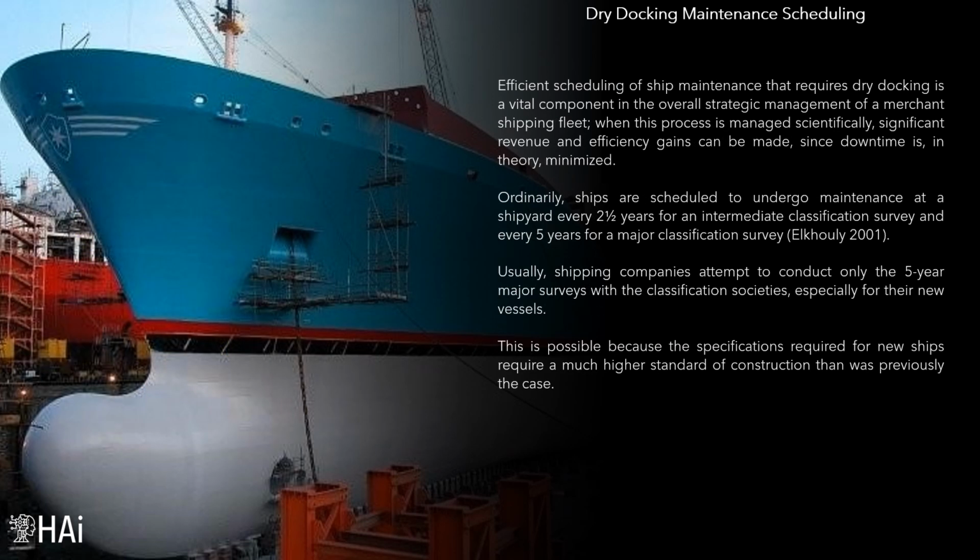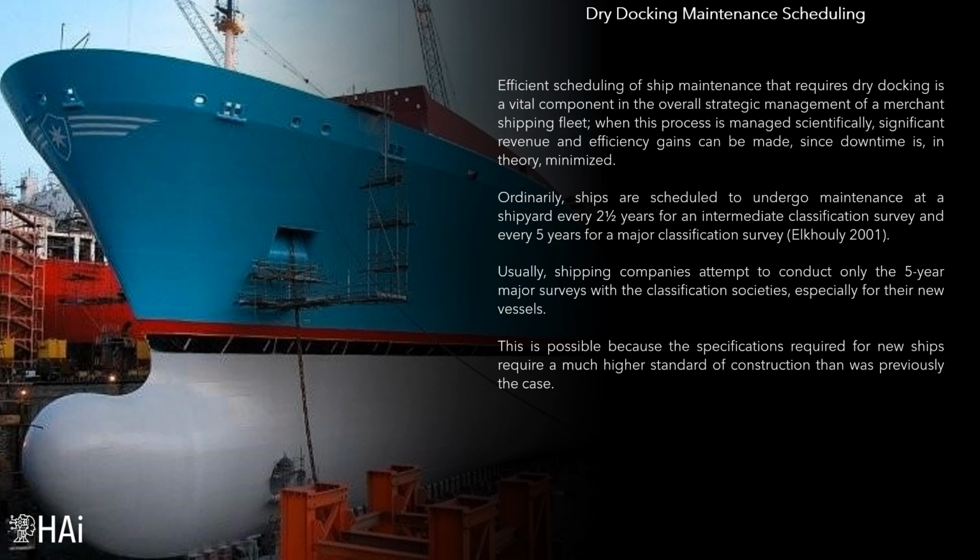Dry docking maintenance scheduling. Efficient scheduling of dry dock ship maintenance is a vital component in the overall strategic management of a merchant ship fleet. When this process is scientifically managed, significant revenue and efficiency gains can be realized, as downtime is minimized. Normally, ships are scheduled to undergo maintenance at a shipyard every 2.5 years for an interim classification survey, and every 5 years for a major classification survey.